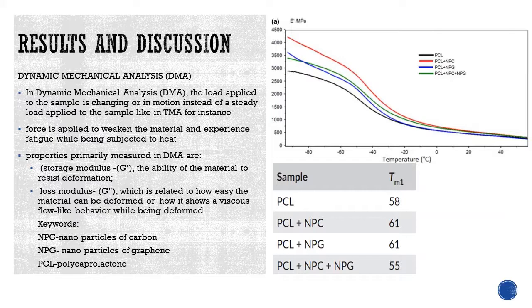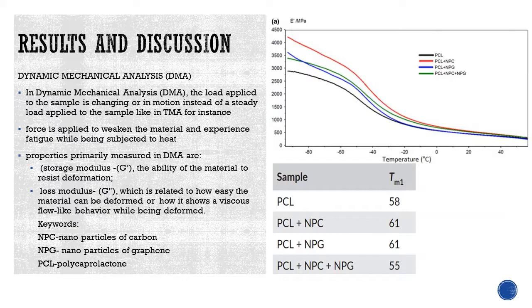So the samples with different additives are pure PCL, polycaprolactone, polycaprolactone added with NPC, which is nanoparticles of carbon, PCL added with nanoparticles of graphene, which is NPG, and PCL added with both NPC and NPG. All underwent cyclic loads at very low temperature to ensure that thermal effects on the sample are negated, giving a clean result.